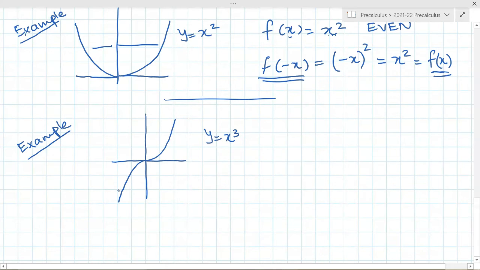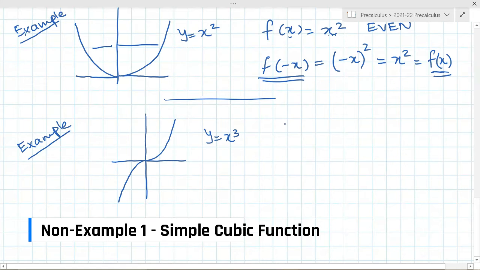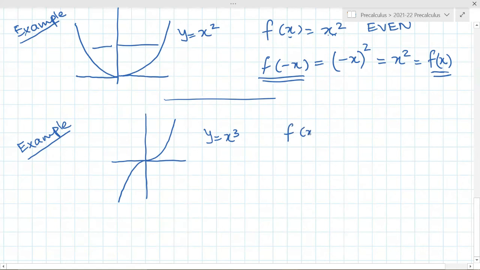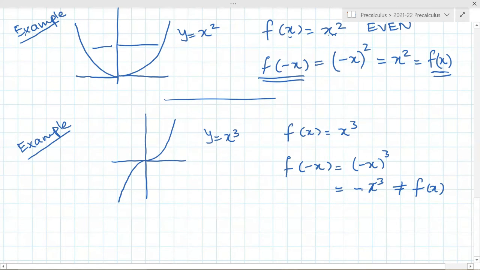Do you think this is symmetric across the y-axis? So this should not be even. So let's test it out. F of x is x cubed. So f of negative x is negative x cubed, which is equal to. So this is not equal to f of x, right? Because f of x was x cubed, this is negative x cubed. So f of negative x is not equal to f of x. So this is not even. We were checking if it is an even function.